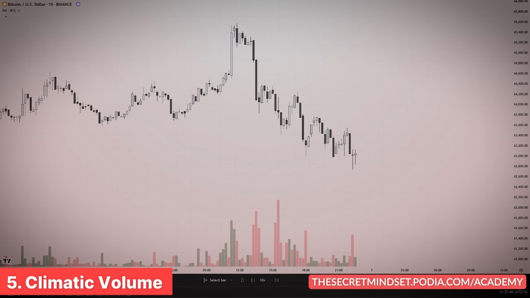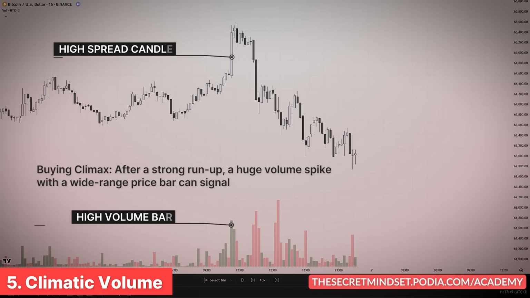Also watch for climactic volume. After a strong run-up, a huge volume spike with a wide range price bar can signal buying exhaustion, a buying climax. Supply may be taking over. The uptrend is in jeopardy. The reverse is true for a selling climax after an extended decline.